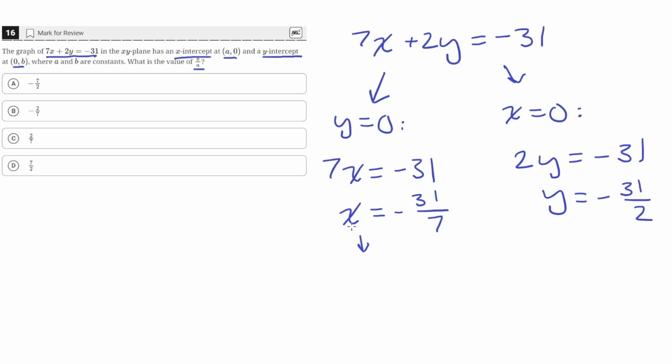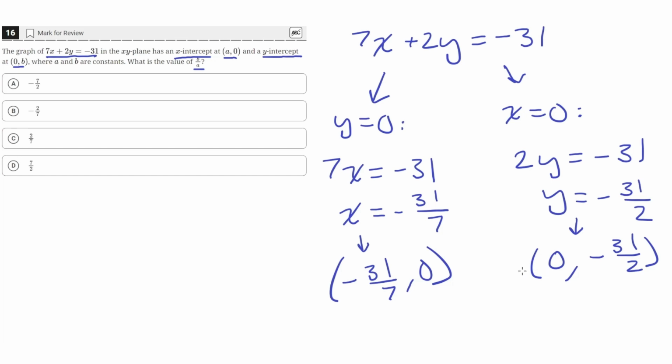So this value we solve for when we're looking at the x-intercept. This is the value of a, negative 31 over 7, comma 0. Since a comma 0 is the x-intercept, and we found x to equal negative 31 over 7 at the x-intercept. And then for the y-intercept, this y value is the value of b, 0 comma negative 31 over 2.